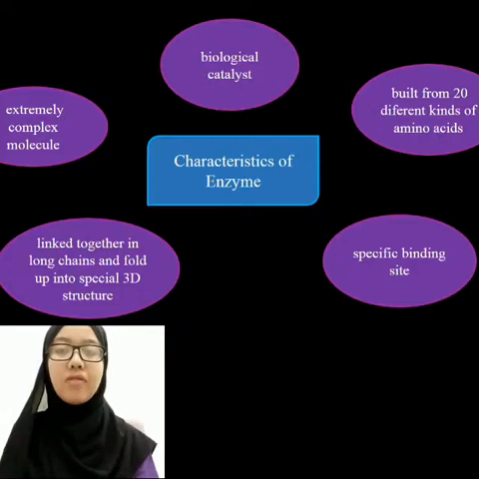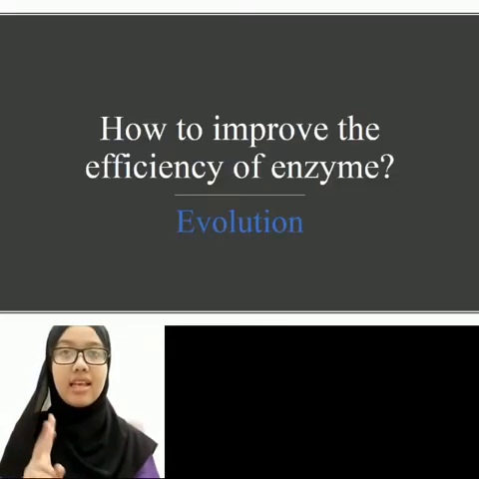So here I have two theories of enzyme action involved. Firstly is the lock and key hypothesis. Second is the induced fit model.